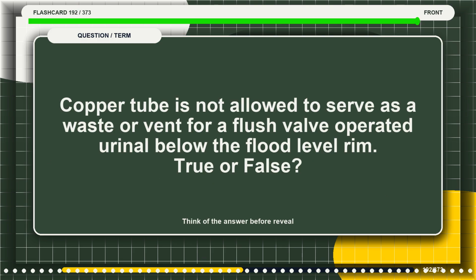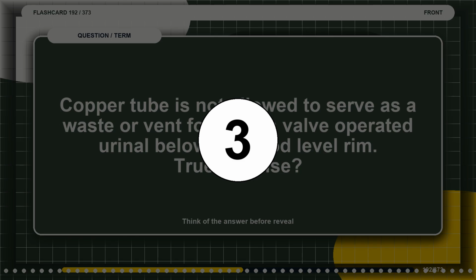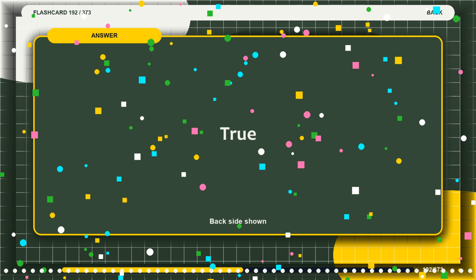Flashcard 192. Copper tube is not allowed to serve as a waste or vent for a flush valve-operated urinal below the flood level rim. True or false? Think of the answer before the reveal. The answer is true.